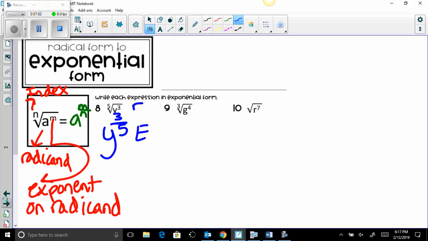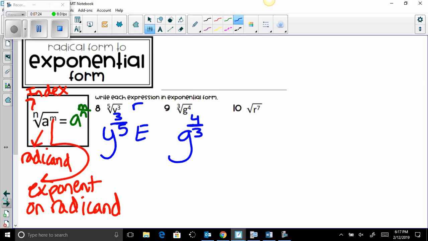What are the next two going to look like? So get rid of the radical. You're going to exponential form. Take the radicand, make your fraction as an exponent here. In the numerator goes the exponent of your radicand, which is a 4, and in the denominator is the index on your radical, which is a 3. And you leave it like that.